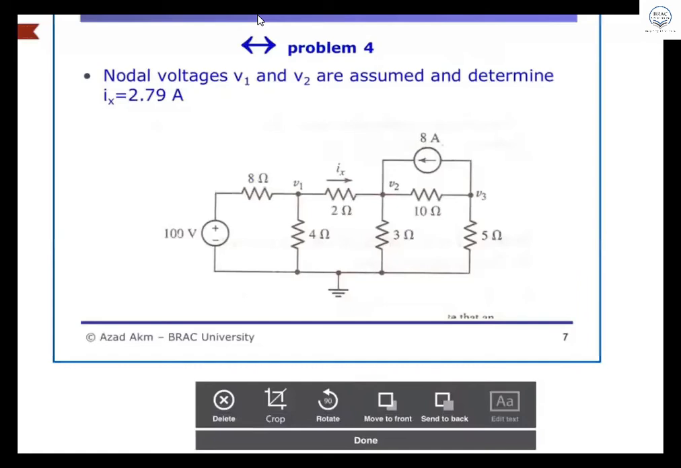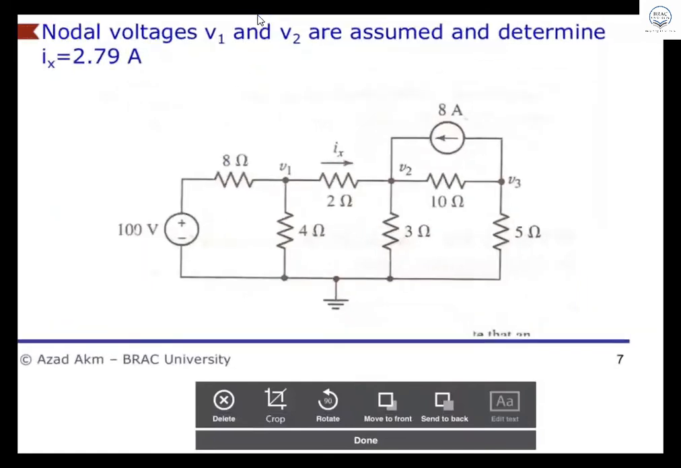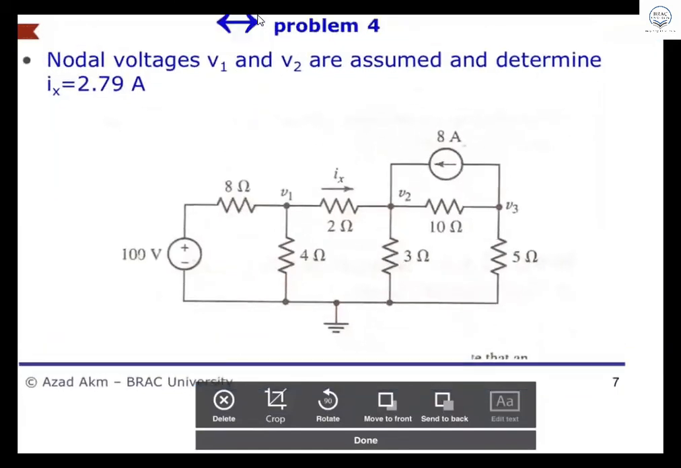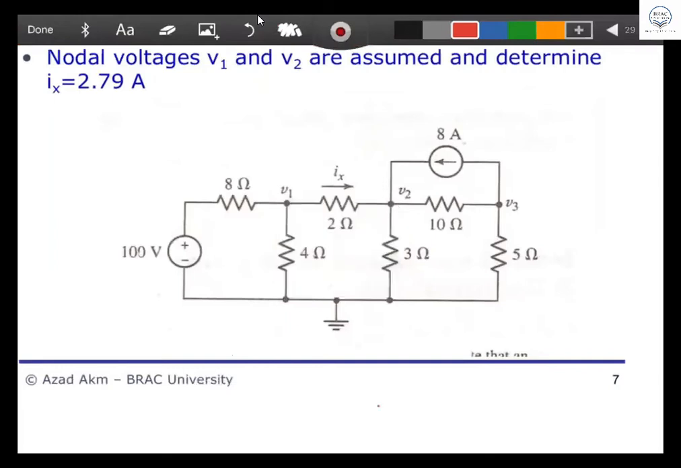Now you look at it. What to do here? If you look at the question, you can understand it very clearly. This is the last question for node analysis, and then we'll jump to the super node. Here, again, you have to find the value of Ix. Ix is the current flowing through the 2 ohm resistor. And Ix will be what?